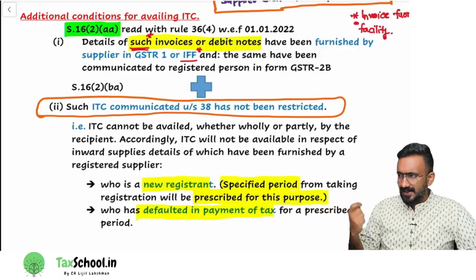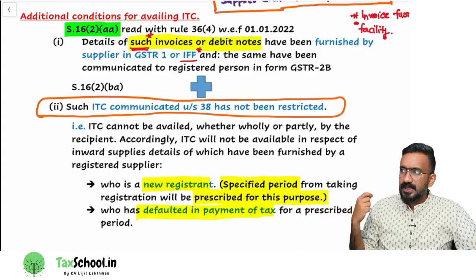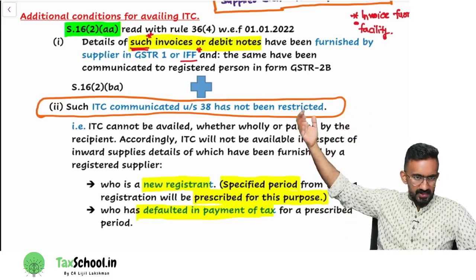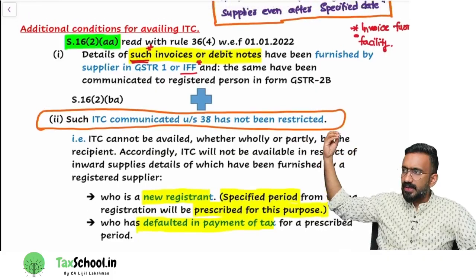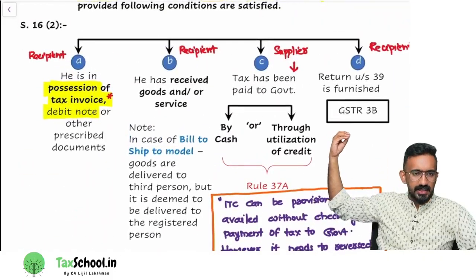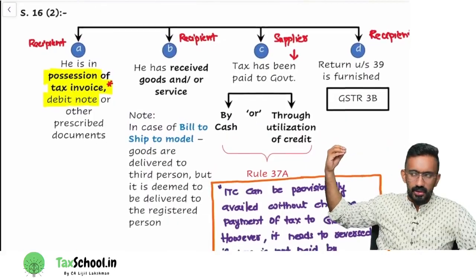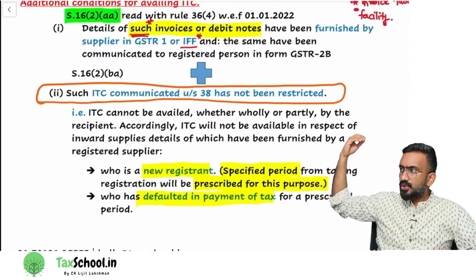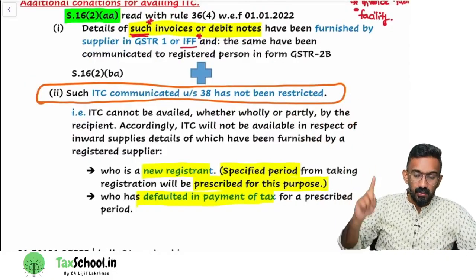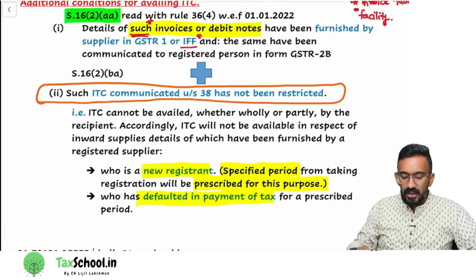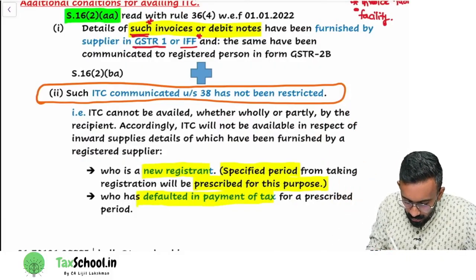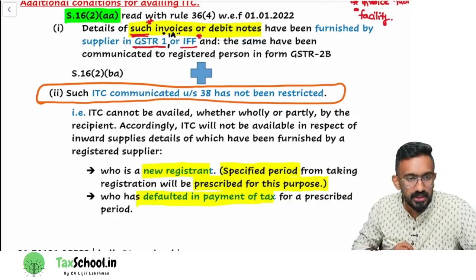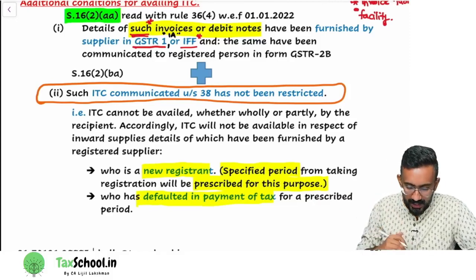What does 16(2)(aa) say? 16(2)(aa) says it needs to be read with rule 36(4). It says details of such invoice or debit note. So what do you mean by such invoice or debit note? Whatever you have mentioned in clause A, which is that he is in possession of a certain invoice or debit note or other prescribed document. This invoice or debit note should have been furnished by the supplier in GSTR 1 or IFF. Now they have added the wording GSTR 1 or GSTR 1A. They said there is something called 1A they have introduced. So it could be GSTR 1 or 1A or IFF.